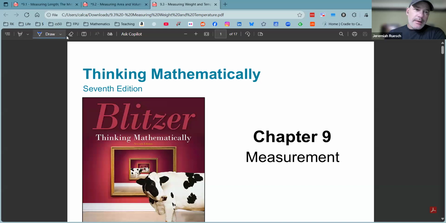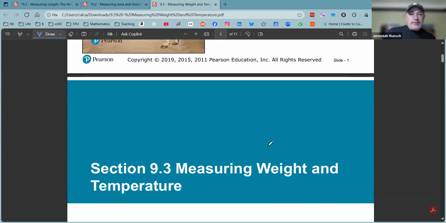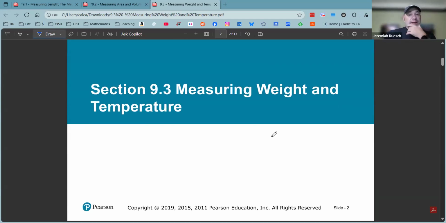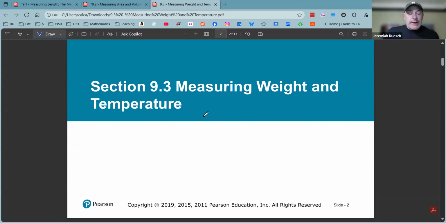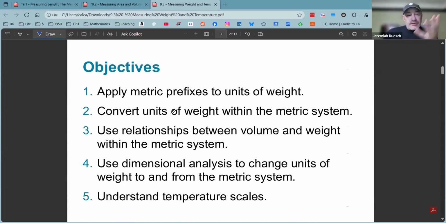So we are exploring the third unit in Chapter 9 under measurement. In this unit, we're going to be looking at measuring weights and temperature, two more quantities which we often associate with measurement. In this section at least, we're going to apply the metric prefixes to units of weight. We'll talk about converting weights within the metric system.